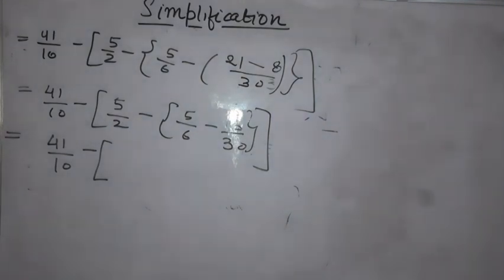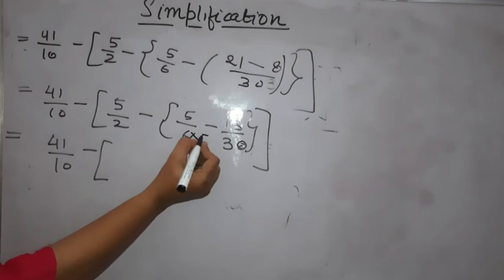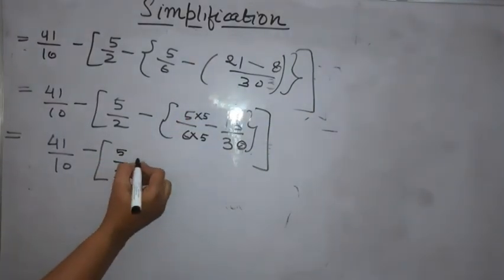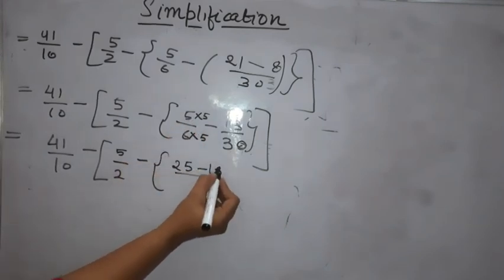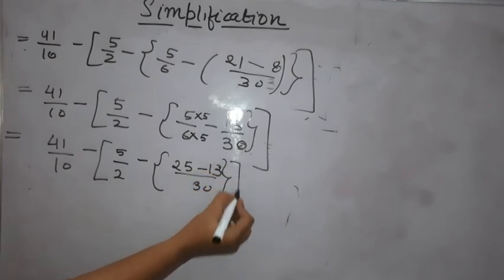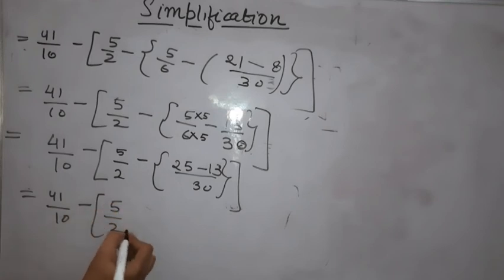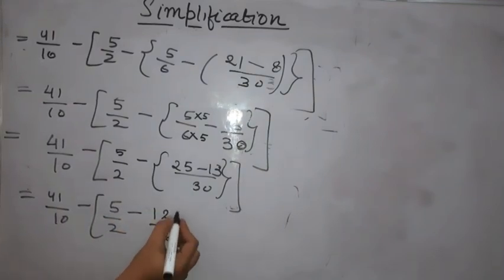Curly bracket. Now tell me what is the LCM of 6 and 30? The LCM of 6 and 30 is 30. क्या है आपका 30? Because 30 comes in the table of 6. So now it is 5 by 2. In curly bracket it will be 25 minus 13 upon 30. Okay students? Now 25 minus 13 is 12. 25 minus 13 is 12 upon 30.